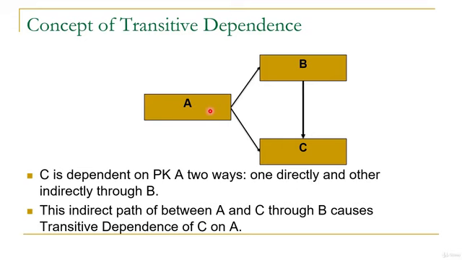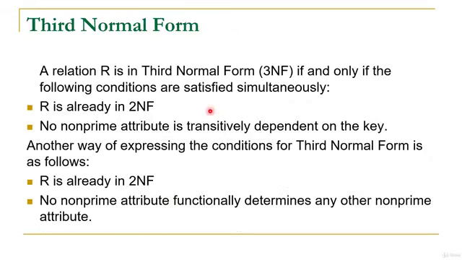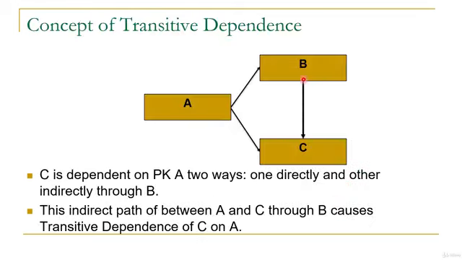The definition of third normal form states that a relation is in third normal form if and only if it is in second normal form, and no non-prime attribute is transitively dependent, or in simple words, no non-prime attribute functionally determines any other non-prime attribute. Here two non-key attributes are functionally determining each other, so this results in a case of transitive dependence. A relation is in third normal form only if there is no transitive dependence between a non-key attribute and the primary key. But here we have a case of transitive dependence.